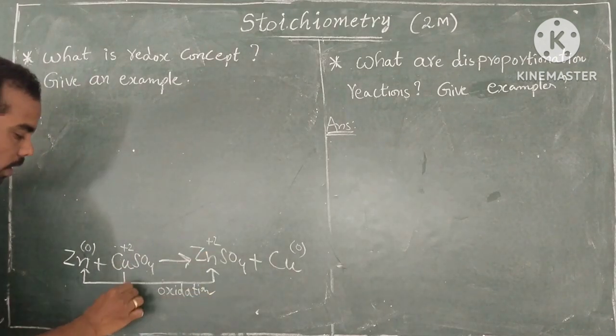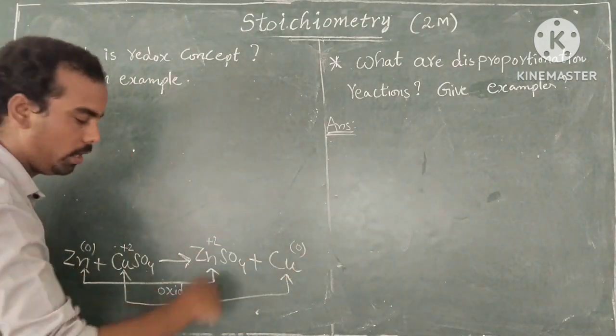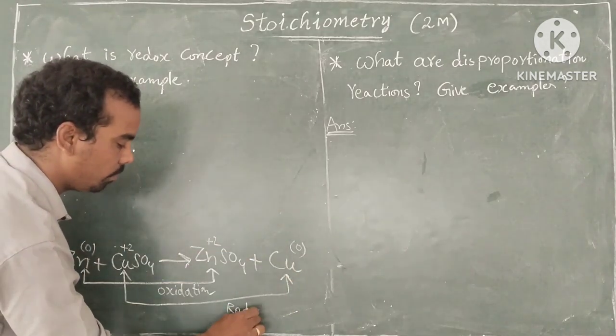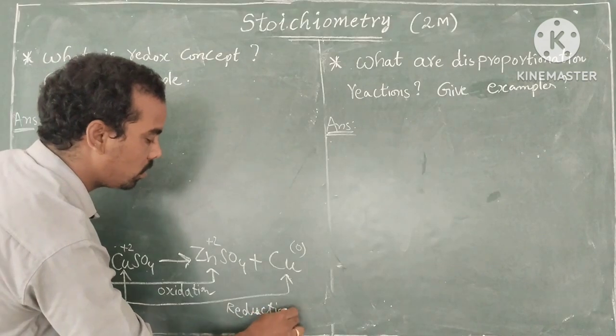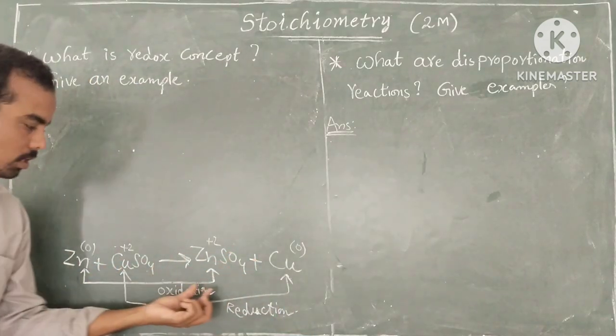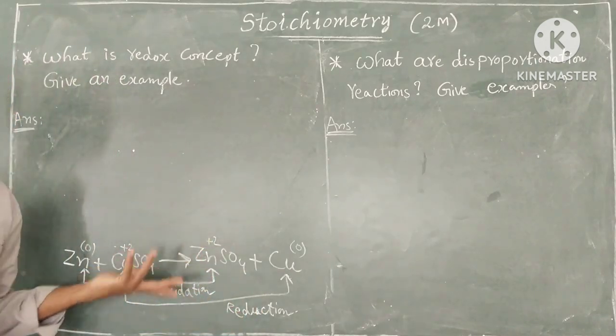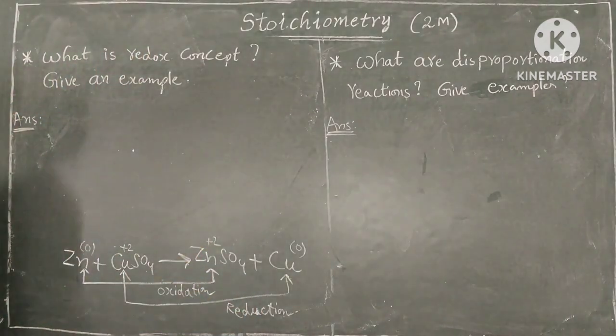Next, Cu plus 2 to Cu: a decrease in oxidation number, plus 2 to 0. So it is reduction. So what does the redox concept mean? The chemical reaction in which both oxidation and reduction take place simultaneously is called a redox concept or redox reaction.